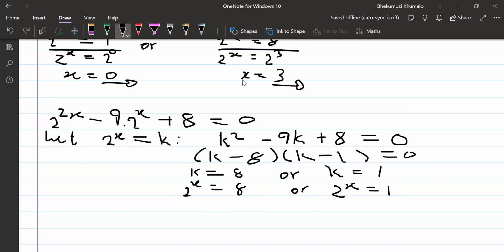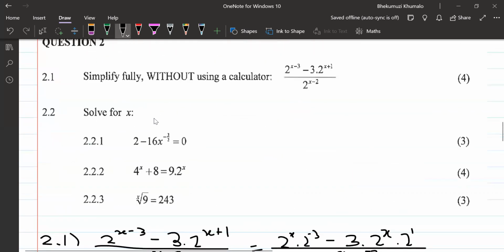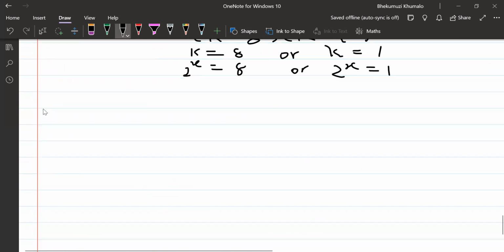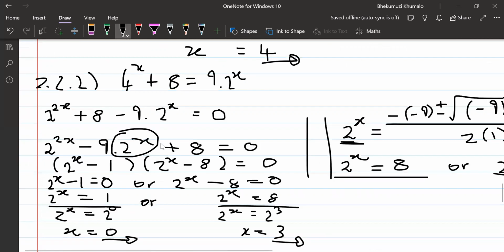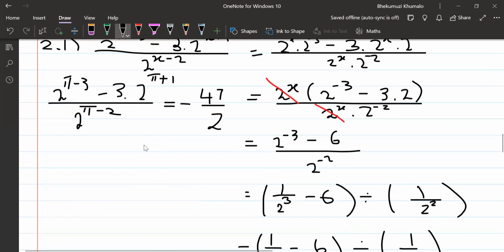And we already did the rest, so we know it's 0 and 3. Right. Awesome. Okay, so this is the last question there. So it's 2, 2, 3. And then from here, this one looks interesting.